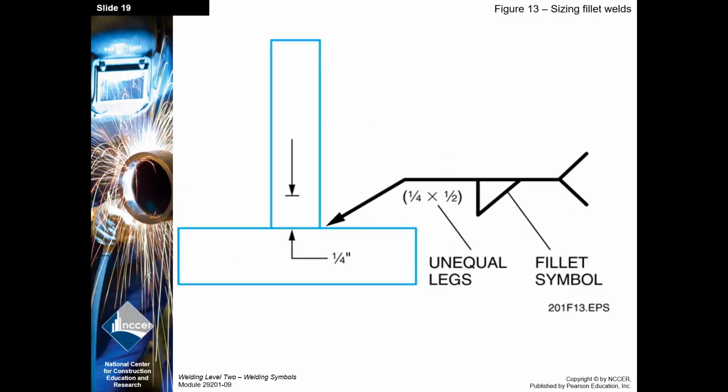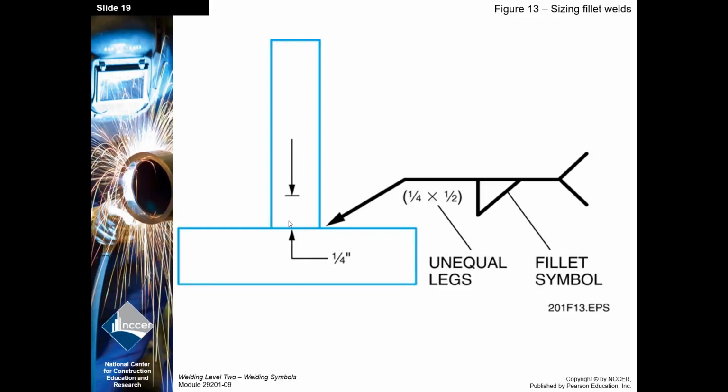Skipping this one. All right, here's an unequal leg size. So one of them has to be 1/4, one of them has to be half. The blueprint should indicate which is which. Now, you can kind of notice that the vertical member here looks a little thinner than the horizontal member. So if they didn't tell me, personally, I would assume that you'd want more weld on the thicker member. All right, but luckily here they've called it out.